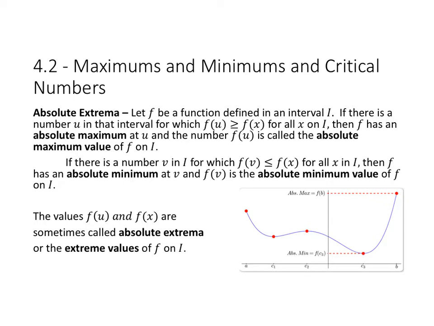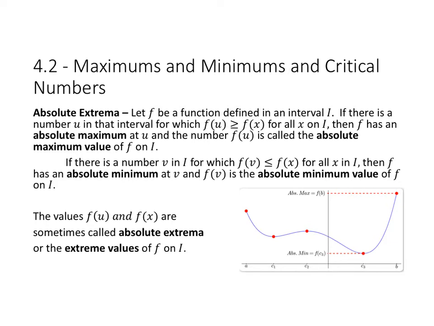So absolute extrema. Let f be a function defined on the interval I. If there is a number u on that interval for which f of u is greater than f of x for all x on I, then f has an absolute maximum at u. And the number f of u is called an absolute maximum value.